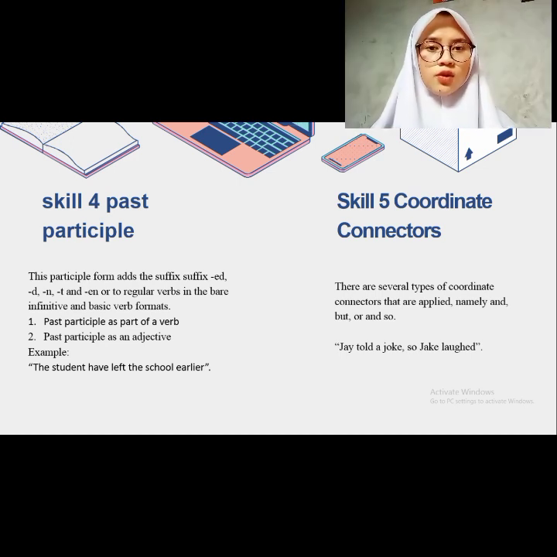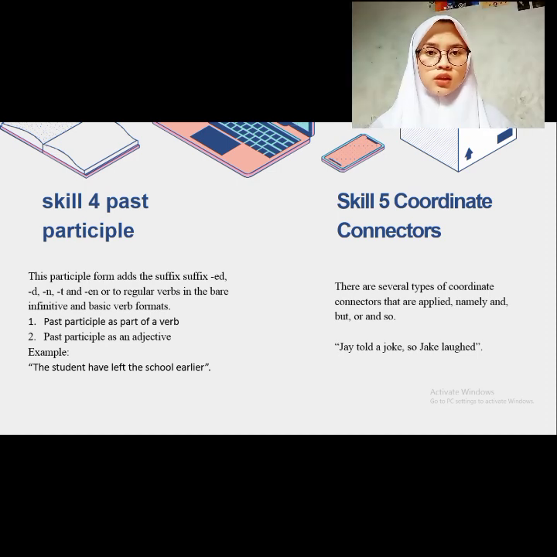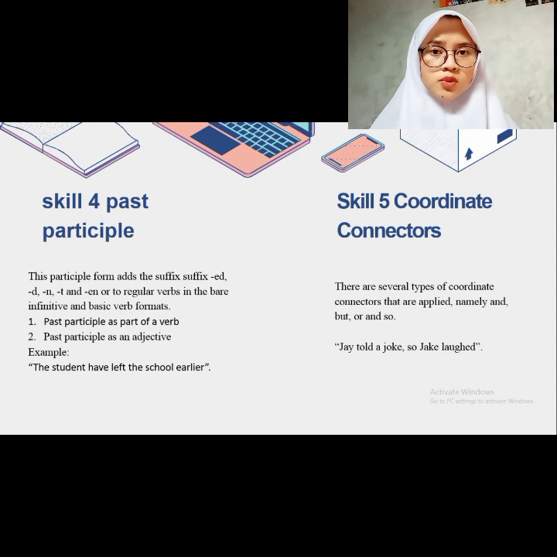Then Skill Structure 5. Here we will find material about using coordinate connectors correctly. Coordinate connectors are applied to connect one clause to another clause. If you don't use a connector, the sentence structure will be messy because there are two subjects and verbs in it. There are several types of coordinate connectors that are applied, namely and, but, or, and so.